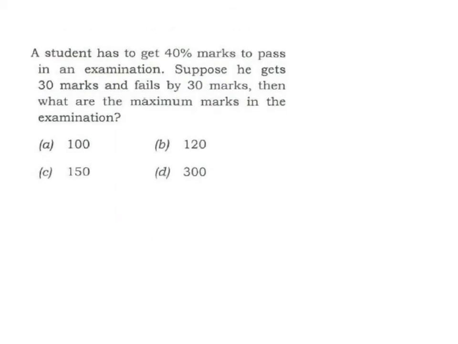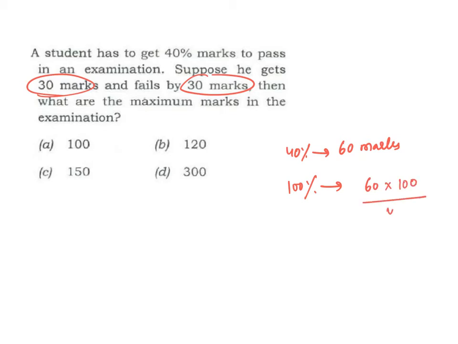A student has to get 40% marks to pass in an examination. Suppose he gets 30 marks and fails by 30 marks. If he gets 30 and fails by 30, it means the minimum pass marks required is 60 marks, 30 plus 30, which is equal to 40%. If 40% is 60, then what is 100%? Cross multiply: 60 into 100 by 40. So 60 by 4 is 15, so it is 150 marks.